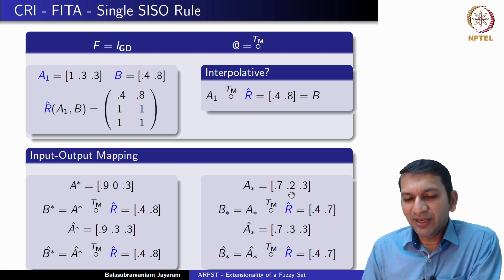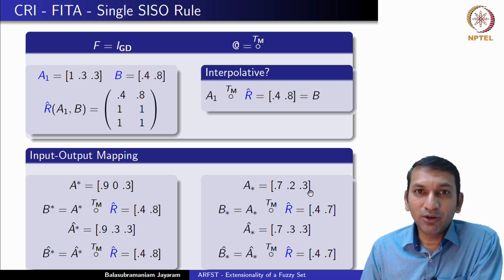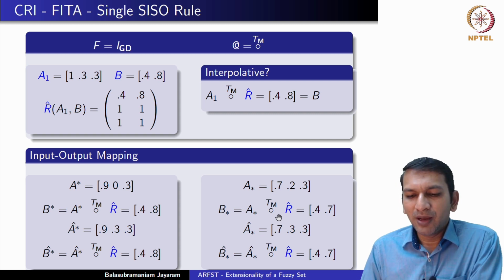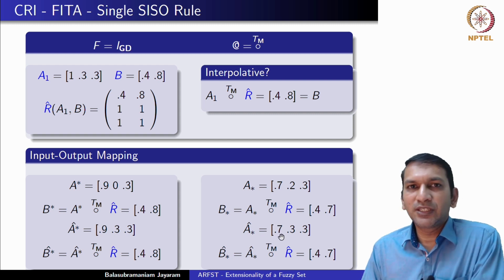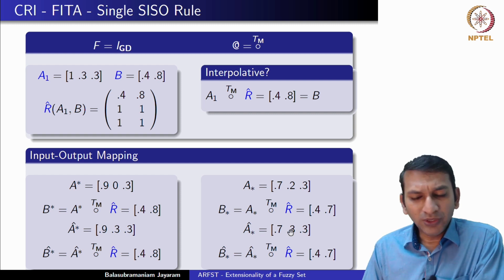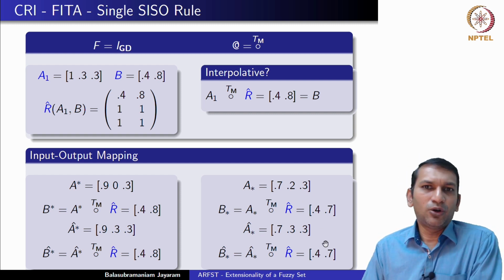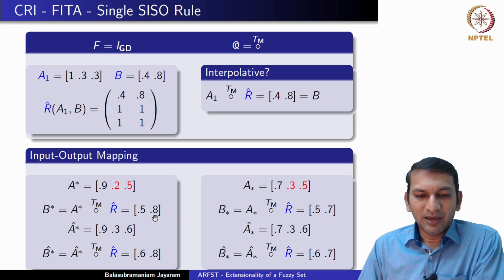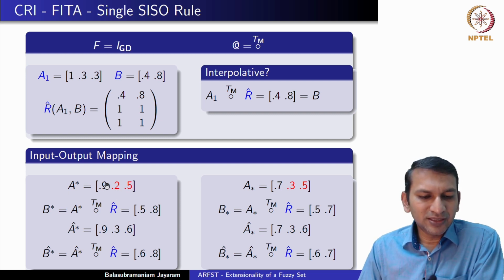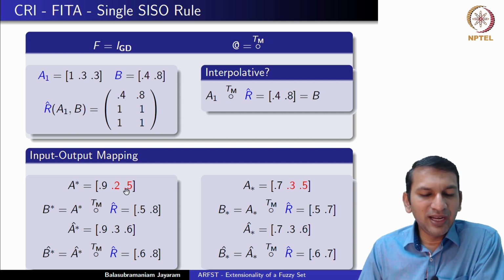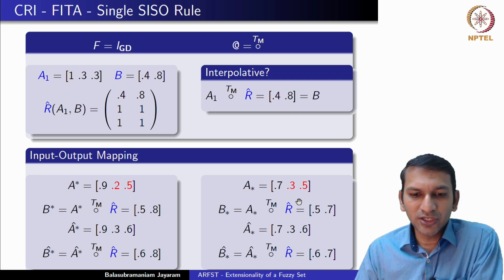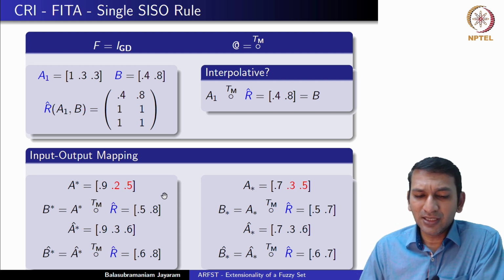Once again, it can be verified that 0.7, 0.2, 0.3 is actually not extensional with respect to this R cap and minimum T-norm, but its extensional hull is in fact 0.7, 0.3, 0.3. And once again we see that we get identical outputs. When we look at these two fuzzy sets, we can see that they are not related to each other as extensional hulls, and we get different outputs.